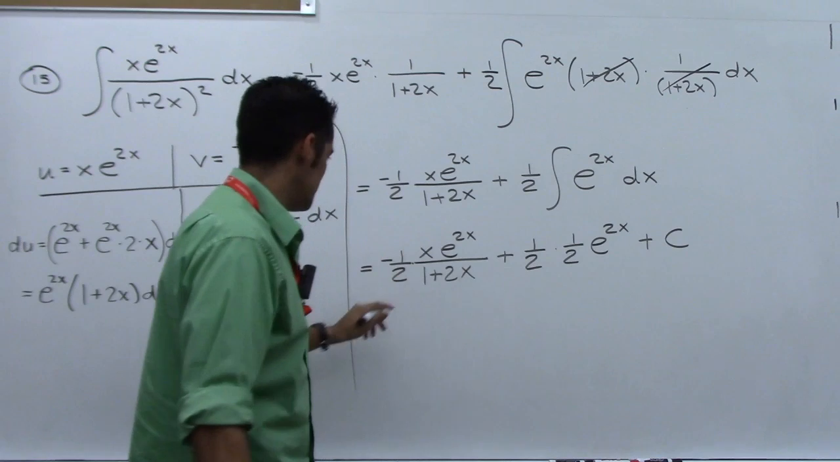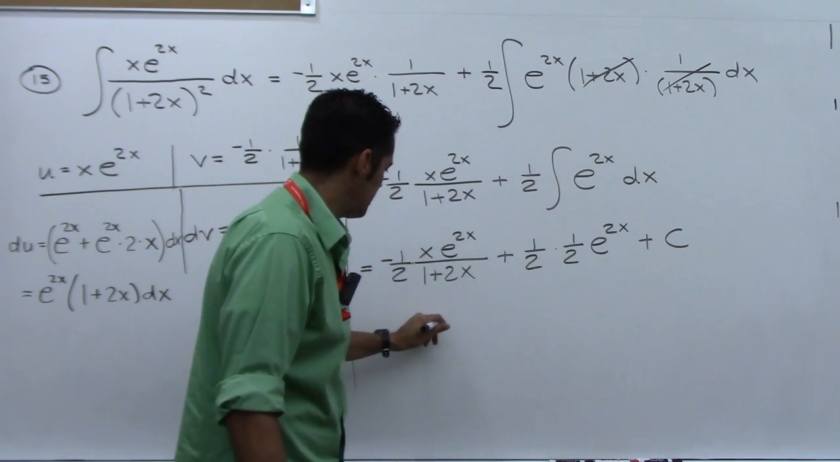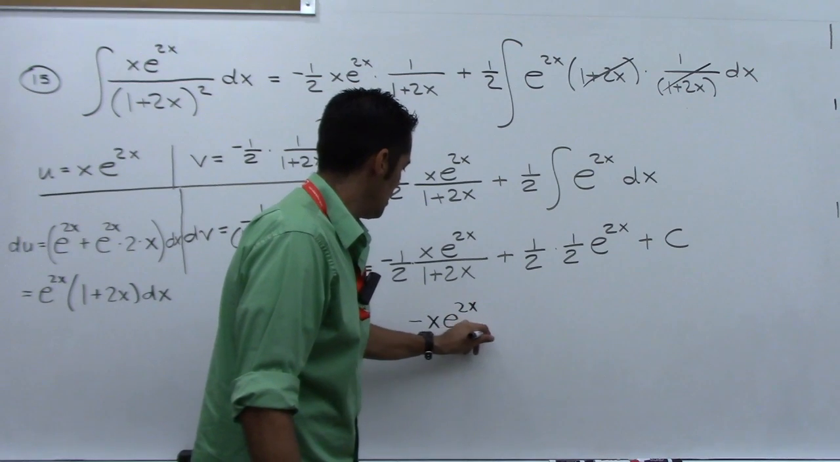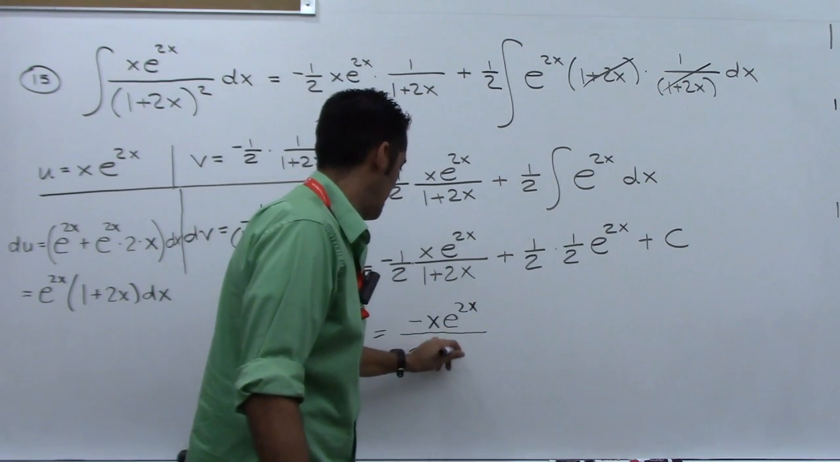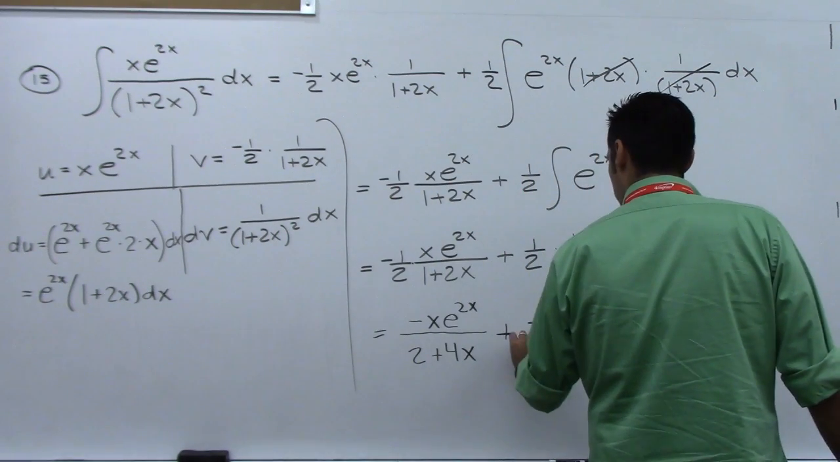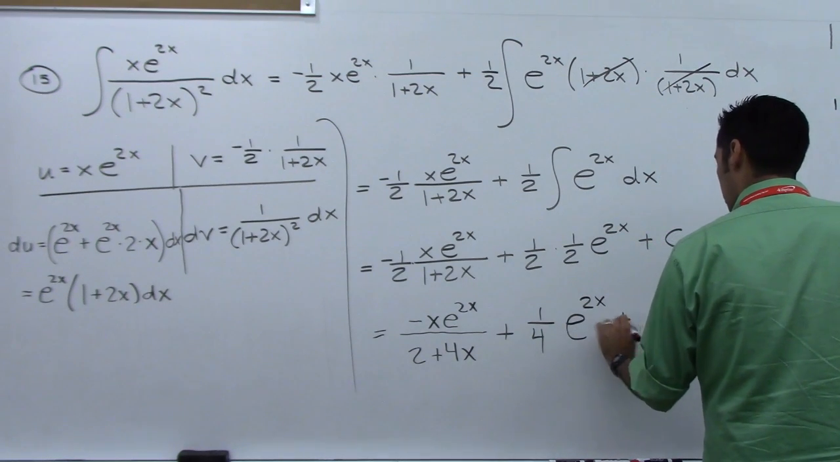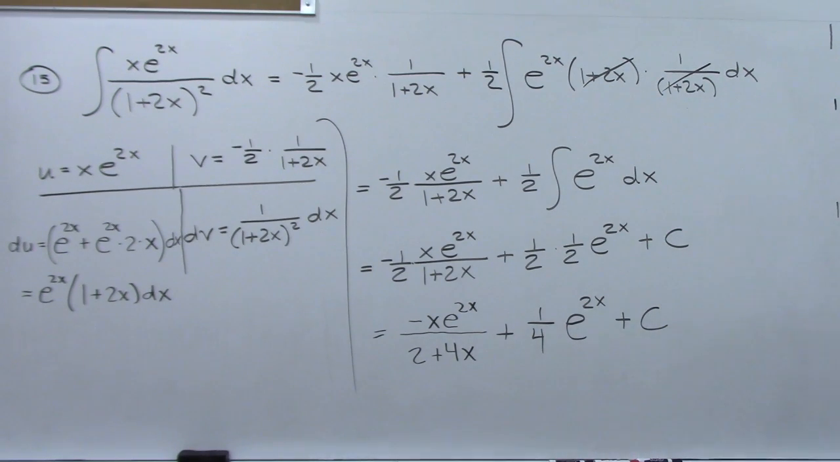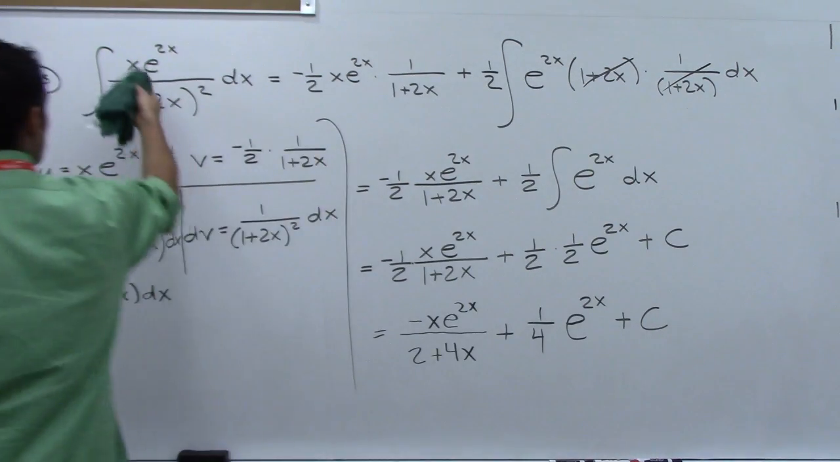Now I'm going to clean this up because I don't like the way that looks. So I'm going to put just the negative up top. So negative x e to the 2x over, I'm going to distribute the 2 through, so 2 plus 4x, and then plus 1/4 e to the 2x plus c. There we go. And if you take the derivative of this, you should get that.